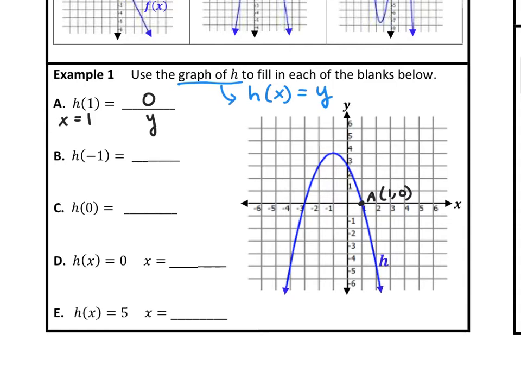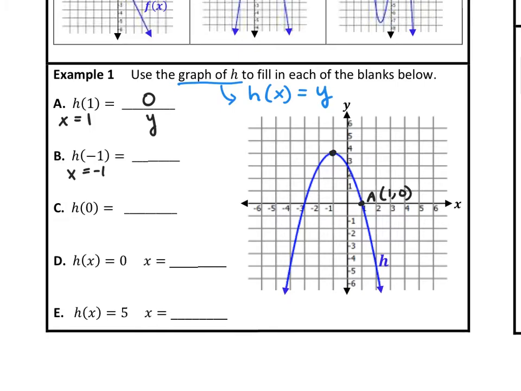Okay, so let's try the next one. What's the number inside the parentheses? -1. But the number inside the parentheses is represented as x. So it's telling me that x equals -1. So I'm going to go on my x-axis and look for -1, and it's right here. Now, where is the graph? If I scan up and down on x equals -1, where do I find the graph? Oh, I find it up here.